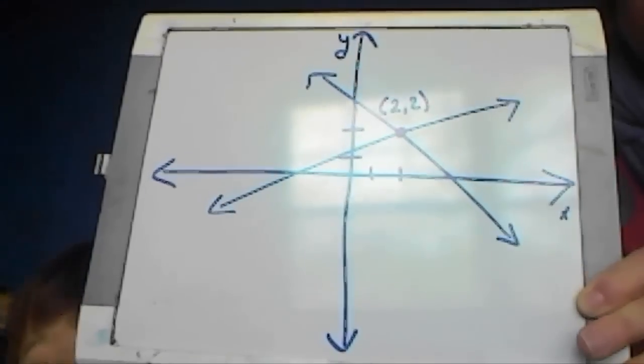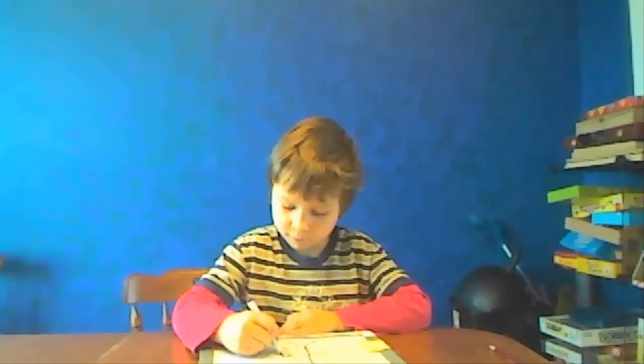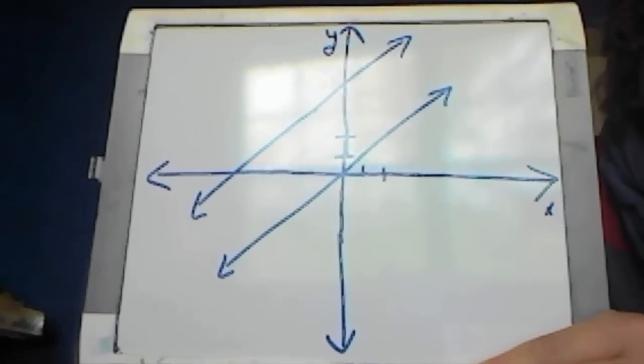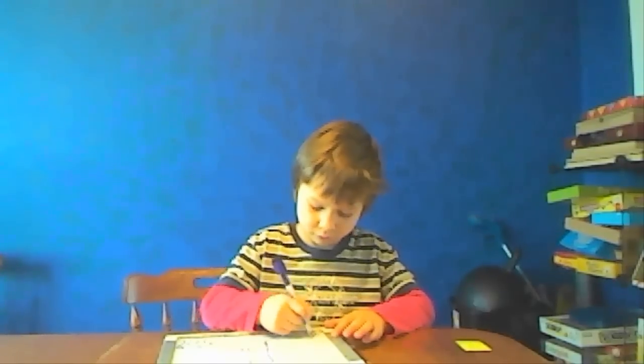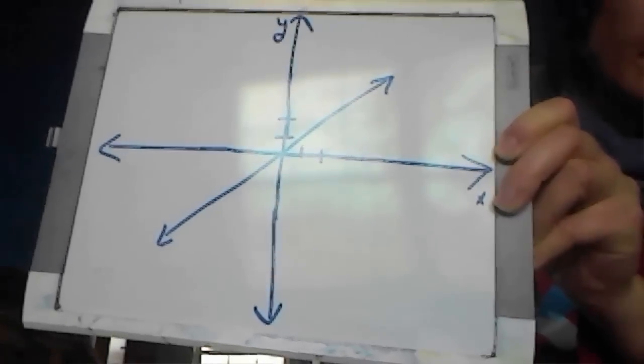These lines cross. They have one solution. These lines are parallel. They never cross. They have no solution. These are the same lines. The solutions are infinite.